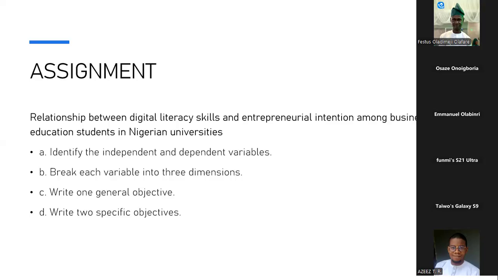So our next class, either Mr. Faith or I, we are going to look at how to form objectives for other types of research. At least we are going to do 2 before we now move to research question.